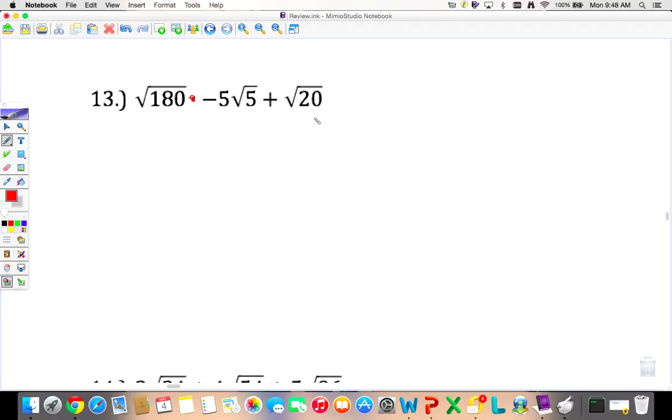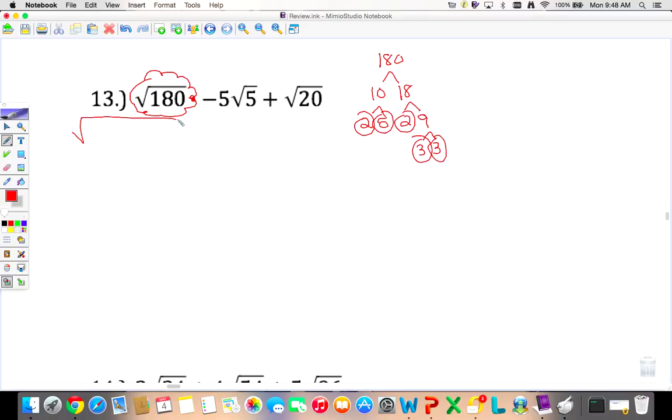Number 13, square root of 180. I should say minus, so ignore that little multiplication sign. Minus 5 square roots of 5 plus the square root of 20. Okay, so first of all, I know I'm going to start with this square root of 180. So we have 180. I know I can do 10 and 18. 10 I can do 2 and 5. 18 we can do 2 and 9. 9 I can do 3 and 3.